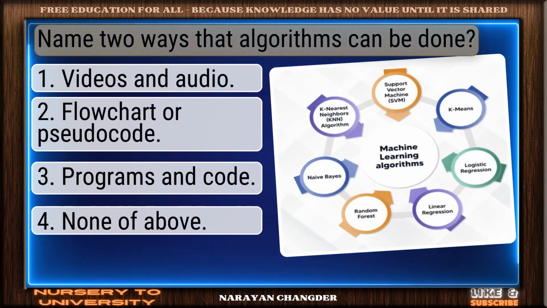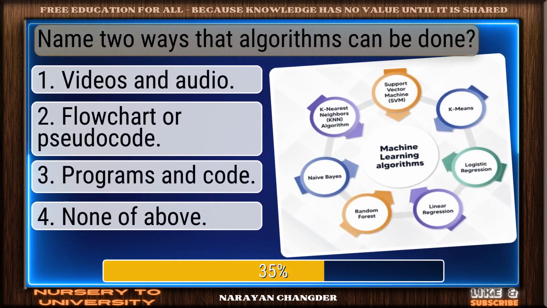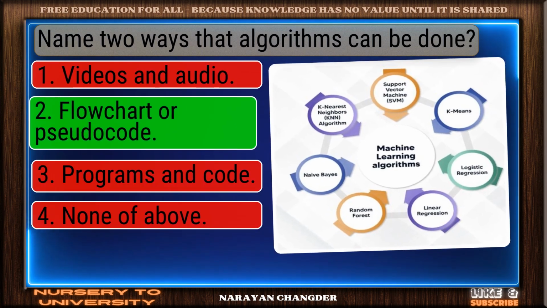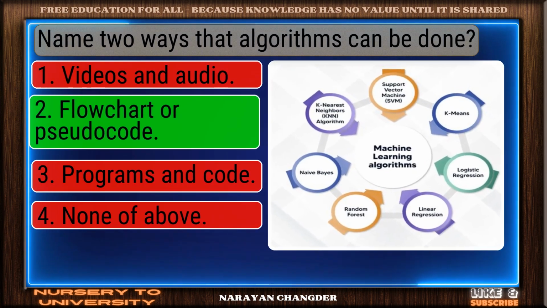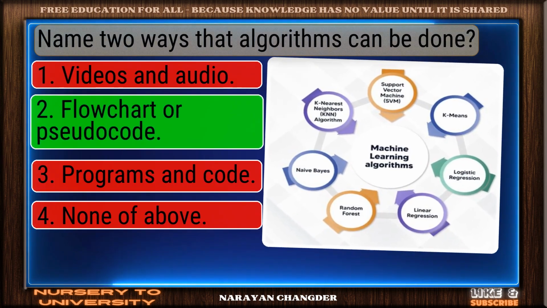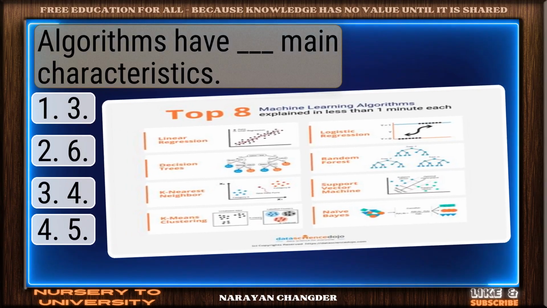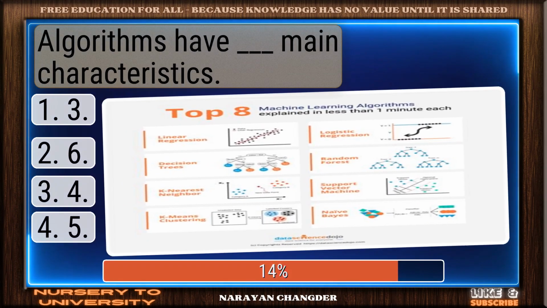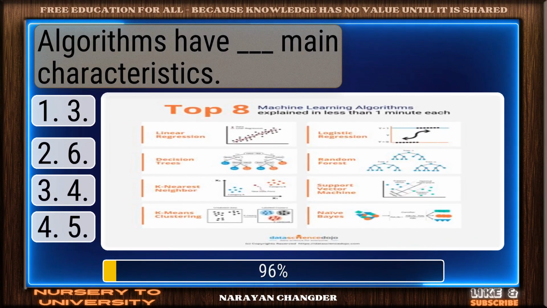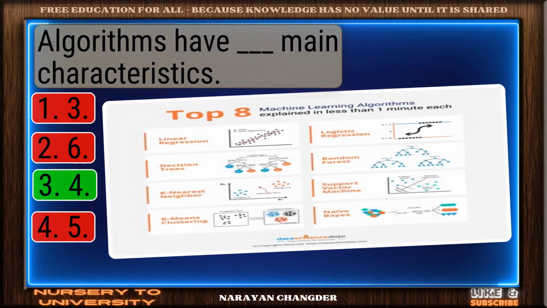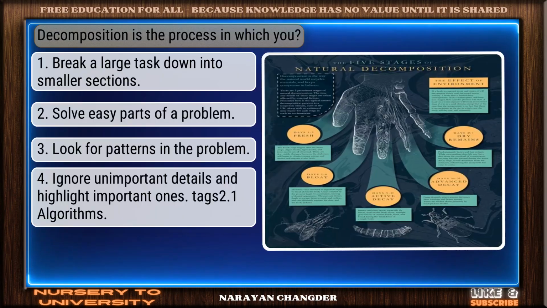Name 2 ways that algorithms can be done. Valid point. Flowchart or pseudocode is true. Algorithms have dash main characteristics. Correct response. 4 is the most accurate answer.